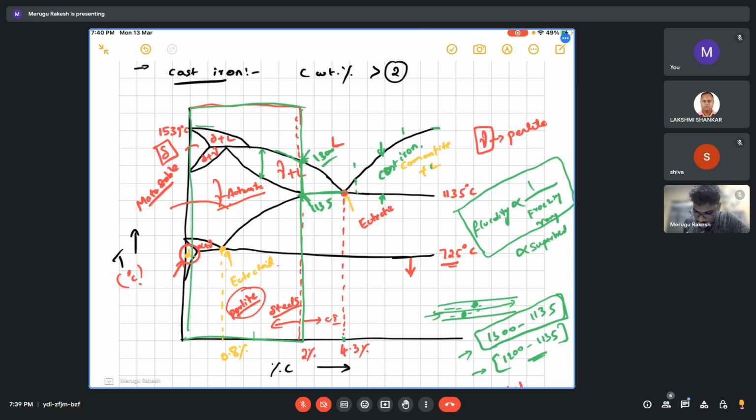Yes, sir. We also have to remember this point as well. Okay, this 1539, because there also we are getting this delta phase, right? So basically we have to consider from 1539 to this 1135. So that is the freezing range for these steels, because here also we have a chance of forming delta.